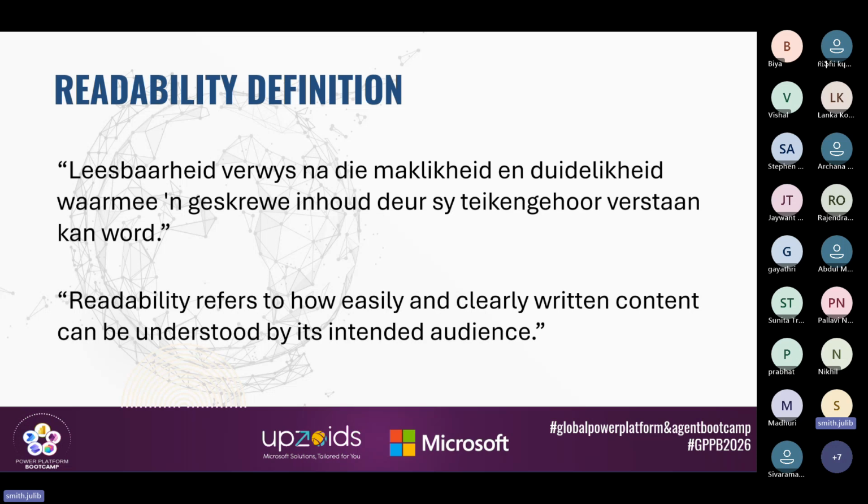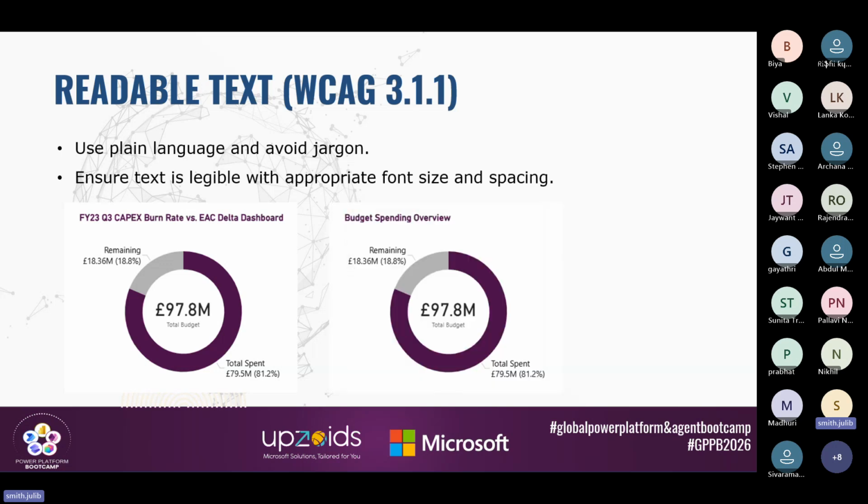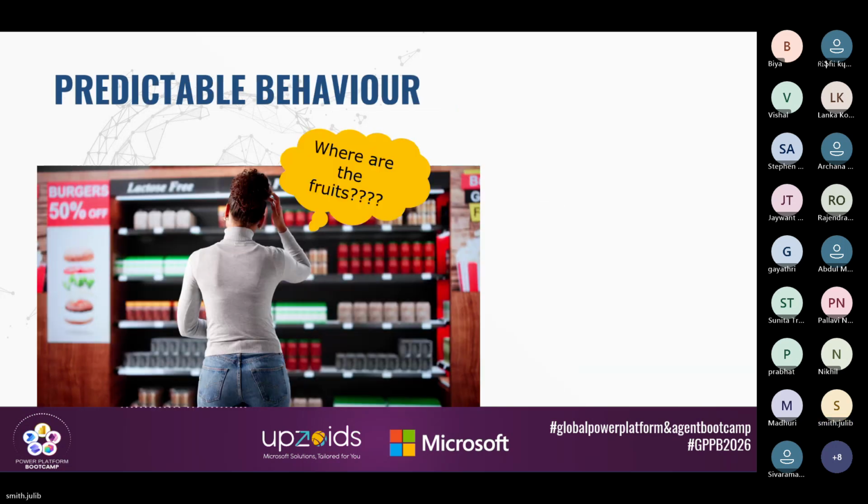And intended audience is very important. So why would you create, for example, a title like this, FY23 Q3 CAPEX? All of that may sound like a different language for someone else. So we should try to always use plain language and avoid jargon. So write it in a simple way.